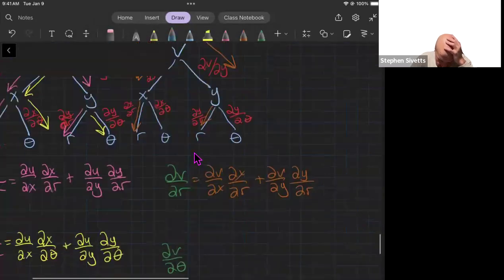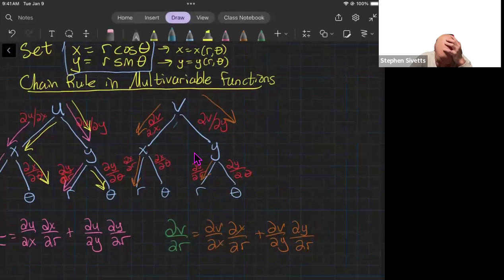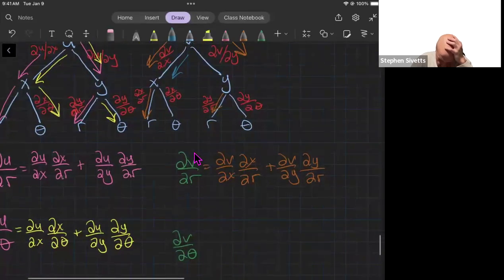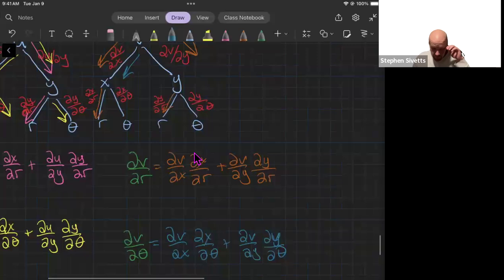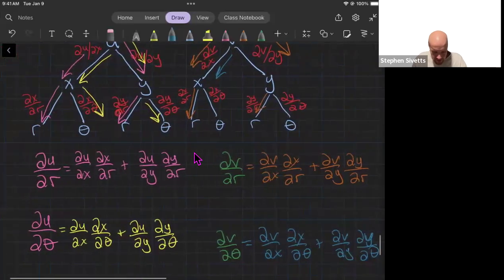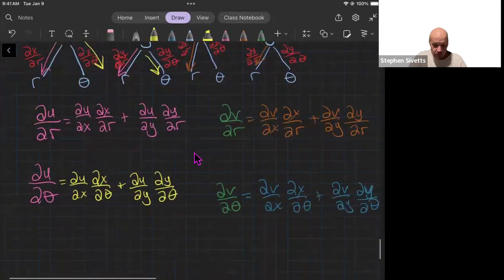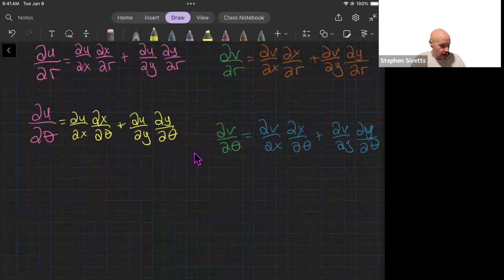Take partial of v with respect to x times the partial of x with respect to theta, and then plus the partial of v with respect to y and the partial of y with respect to theta. That should be enough for now. Okay, and then just assume that the Cauchy-Riemann equations are satisfied for u and v, and then you'll derive the Cauchy-Riemann equations in terms of polar coordinates.